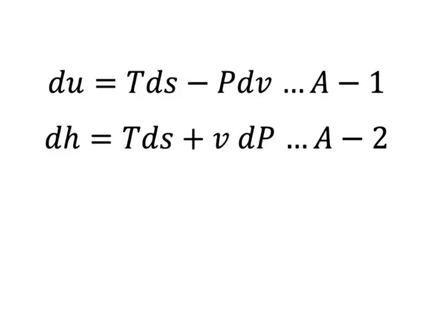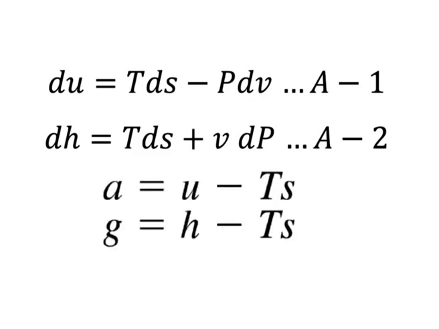Two of the Gibbs relations were derived in an earlier lecture and were expressed as dU = TdS - PdV and dH = TdS + VdP. The other two Gibbs relations are based on two new combination properties, the Helmholtz function A and the Gibbs function G, defined as A = U - TS and G = H - TS.